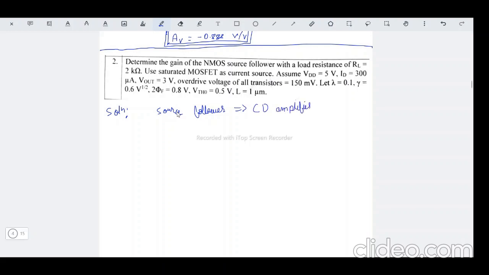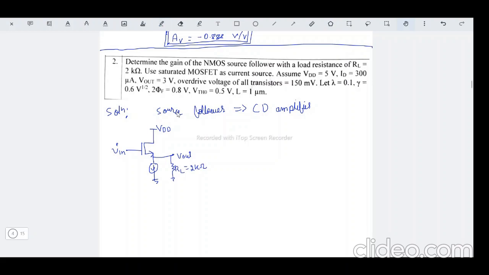Now let us draw the circuit. The output is taken from the source terminal, the input is applied to the gate, and drain is directly shorted to VDD. They have mentioned the load resistance RL, which is of value 2 kilo ohm.